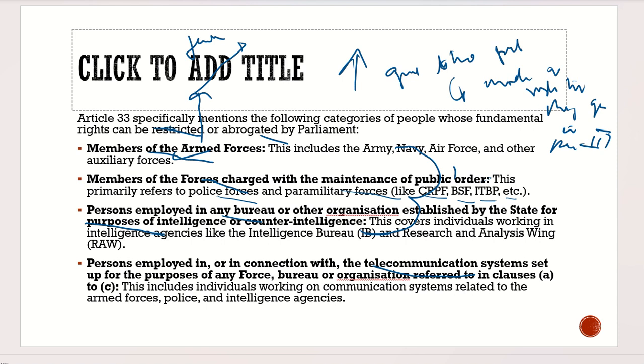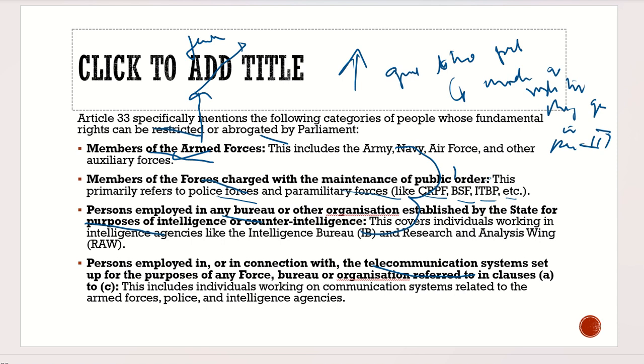So who are the members? Members of the armed forces, members of the forces charged with the maintenance of public order, persons employed in any bureau or other organization established by the state for the purpose of intelligence or counter intelligence, and persons employed in or in connection with the telecommunication system set up for the purposes of any force, bureau, or organization referred to in clause A to C that we discussed. So for them, the parliament has the power to restrict it. Can a state legislature restrict this power? No, they cannot restrict it.